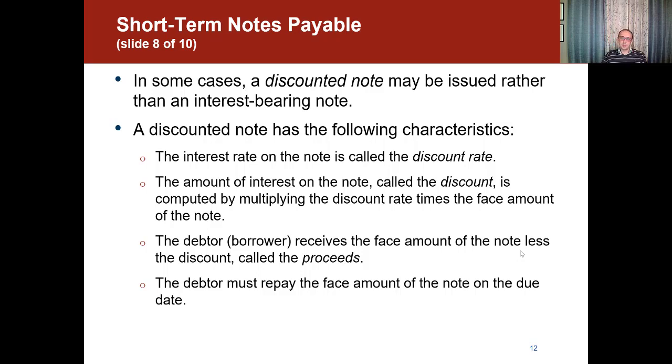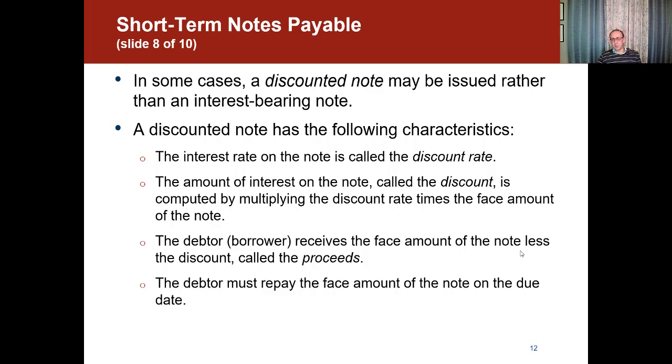In this case, the interest on the note is called a discount rate instead of just interest rate. The amount of interest on the note, called the discount, is computed by multiplying the discount rate times the face amount of the note. The debtor, or in other words, the borrower, receives the face amount of the note less the discount. And we call that the proceeds.